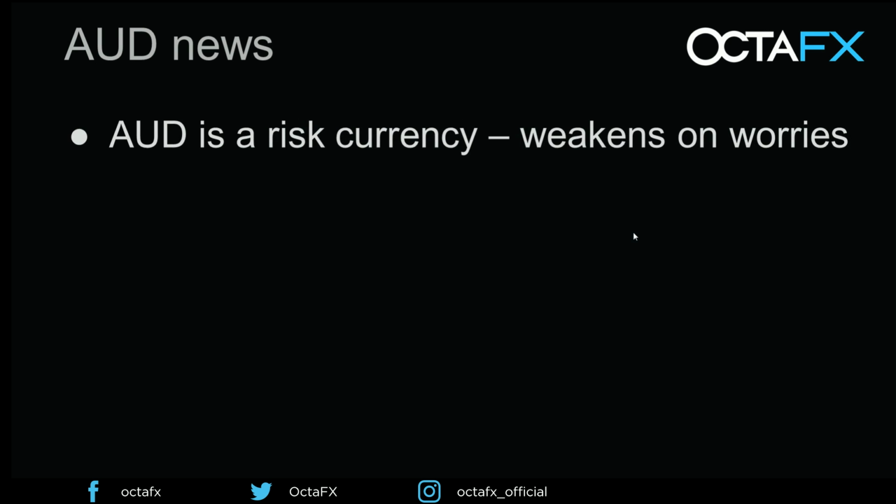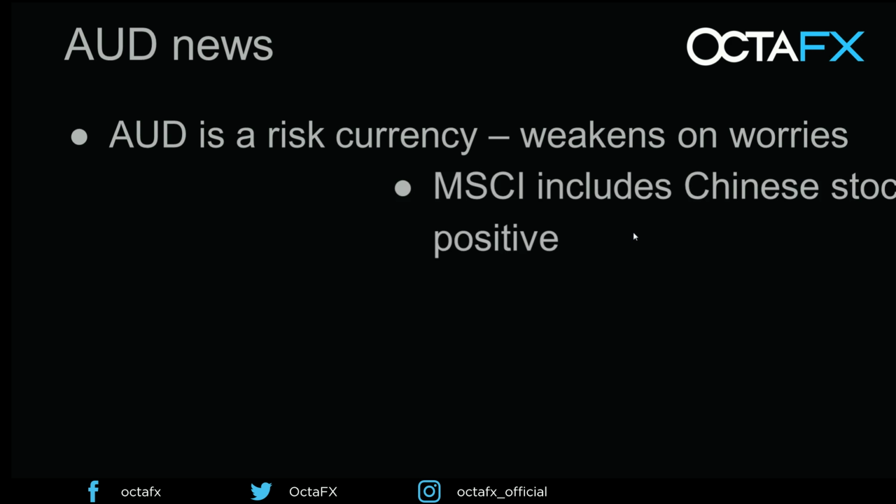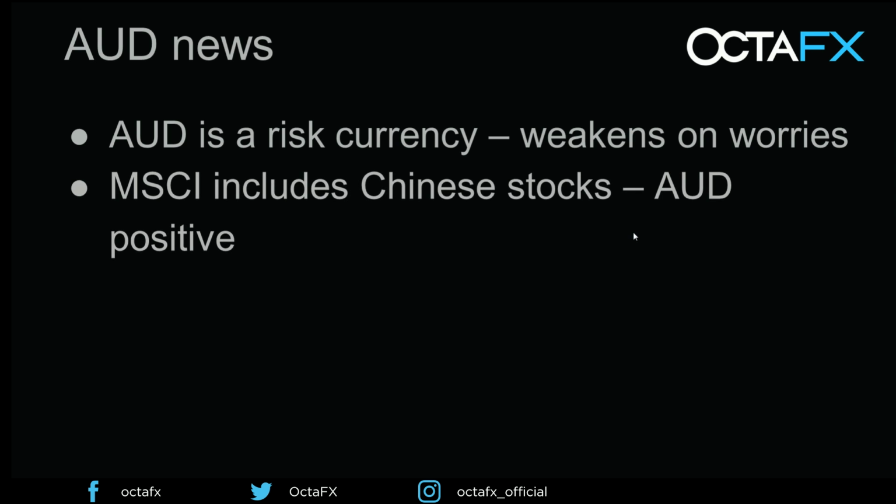And let's continue to the Australian dollar. So the Australian dollar is a risk currency. That means when we have worries, geopolitical worries that we mentioned at the beginning about North Korea, about Saudi Arabia, oil prices, the Australian dollar suffers a bit, it weakens, okay? But we had some positive news for China, Australia's number one trading partner. MSCI global benchmark, they began including Chinese stocks. So that's positive for the Australian dollar. The Melbourne Institute's leading index was flat.